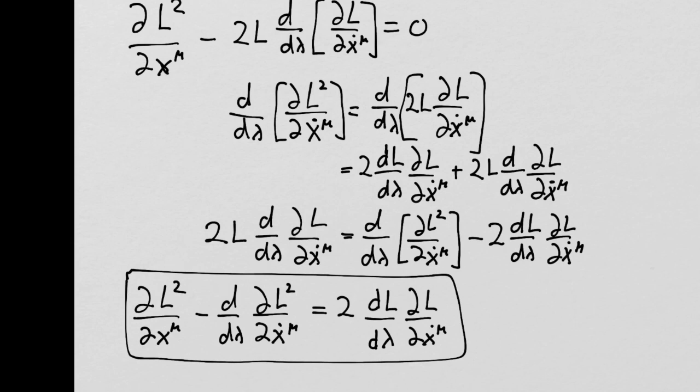D'Inverno likes to do this. I'm not absolutely sure why. Clearly, here and here things are made easier because L² is now g_μν ẋ^μ ẋ^ν, right? So there's no square root. So it's definitely true that taking these derivatives will be a little easier. But you still have to do it here.